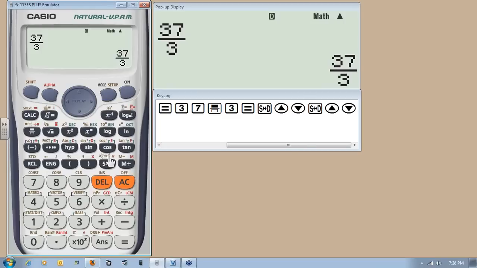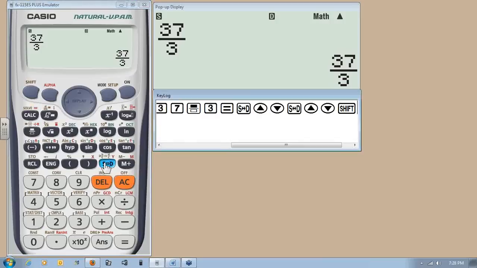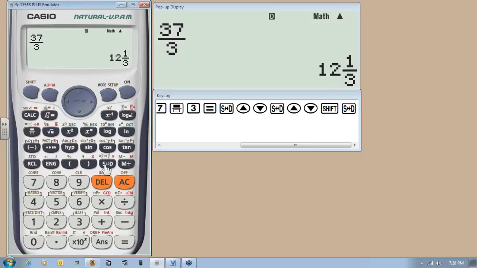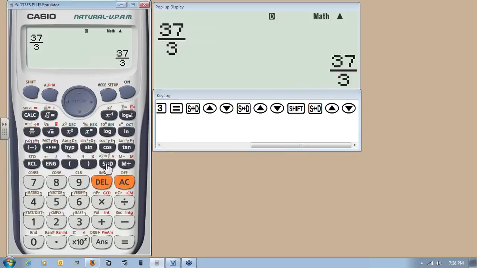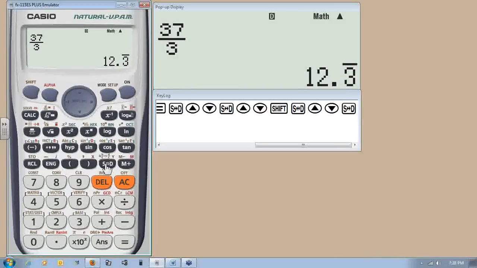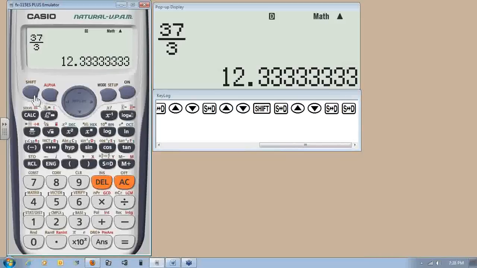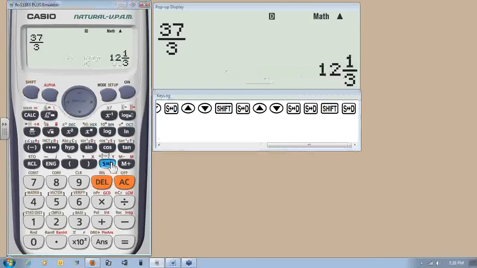I've got a template changer up here right above the source to decimal that shows a mixed number and an improper fraction. Again, that's a brownish key. I'll press Shift, S to D, and there we go. 12 1/3. So now I've gone from the idea of what does my remainder look like to what does it look like as a fraction, as a decimal that's repeating, non-repeating, and I go one step further, mixed number.